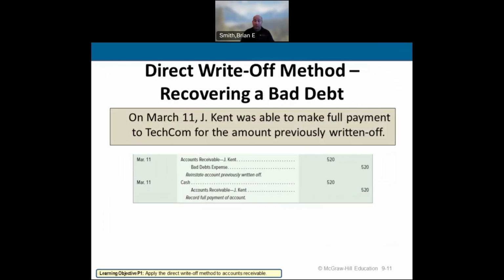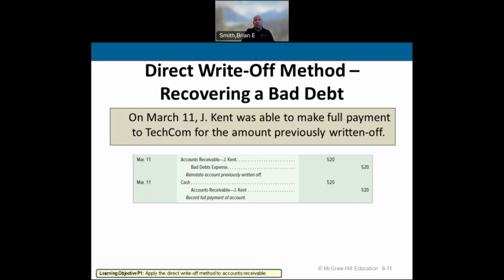So they end up paying it to us on March 11th. We have to reinstate it. The reason for this is we can't show that we got money from nobody for no reason. If we just show a debit to cash and a credit to accounts receivable of J. Kent, it will show our books with accounts receivable for J. Kent in the negatives. That basically says that we owe them $520. So we can't do that. We have to reinstate this, and then deduct it at that point.